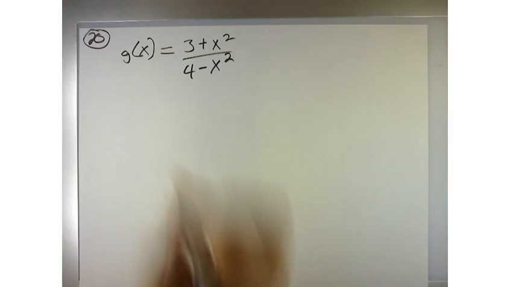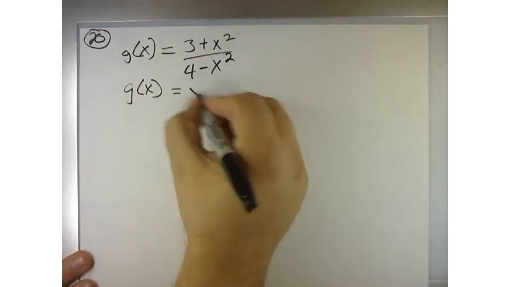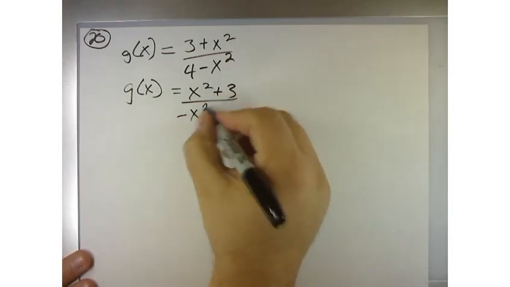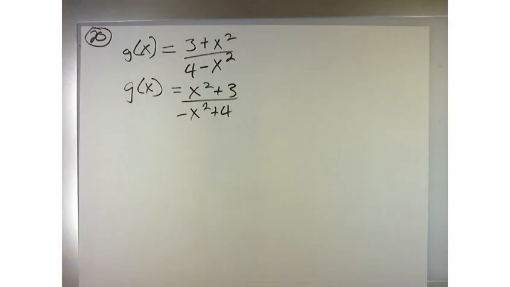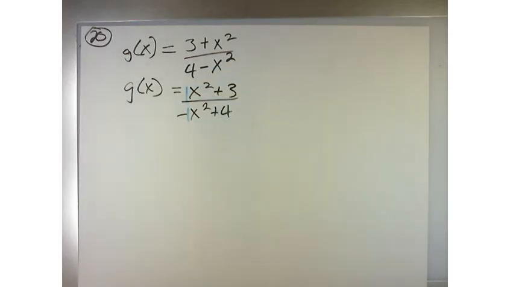I'm going to rewrite this. Can I do this? I like to write things like this. Can I say x squared plus 3 all over negative x squared plus 4? Can I rewrite it? Is that the same thing? Yep. And can I do this too? Can I plug in here 1 over 1?